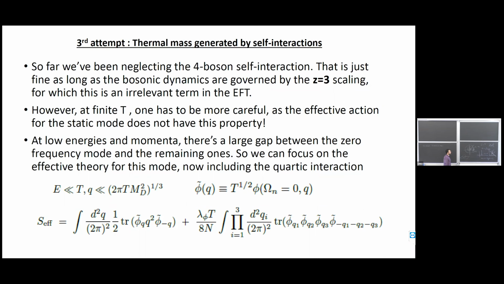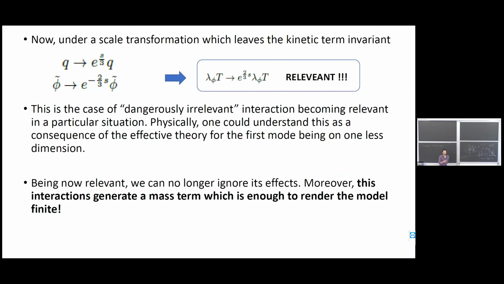So in order to see that, one limits to the energy and momentum scaling in which the static mode dominates, and under some non-important redefinitions, this is the effective theory. It's an effective two-dimensional theory for the static boson with quartic interaction. And under the same rescaling that leaves the fixed point invariant, we can check that now this coupling is relevant. So we have to take it into account.